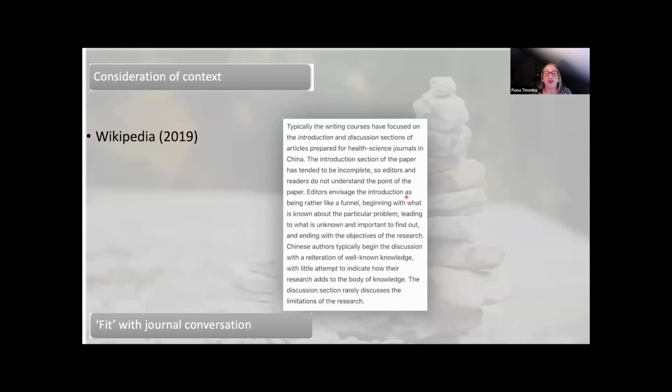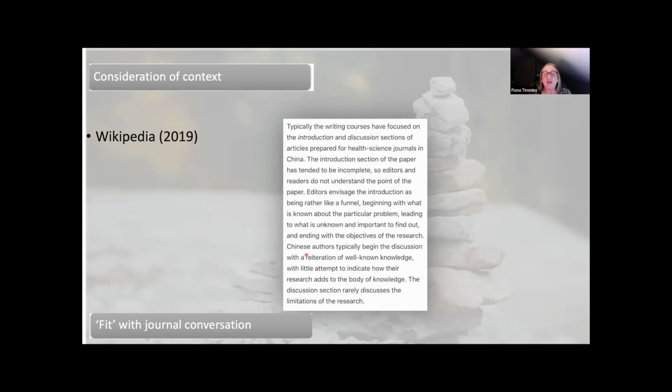Editors envisage the introduction as being rather like a funnel, beginning with what is known about the particular problem, leading to what is unknown and important to find out, and ending with the objectives of the research. So this funnel idea I really like. What do we know about advanced practice? Generally speaking, can we touch on it globally? Can we then move into, look, the issue really is that while we have advanced practice, we don't have a standardized approach to it, and with varying roles. In this hospital in New York, we found that this was a particular problem because, and then we know now that it's really important to find out what are the barriers to moving this forward. This is why we did the research. The research was as follows: plain English, ordinary explanation, clarity, that funnel at the beginning.